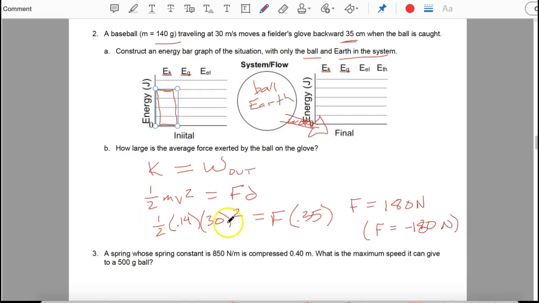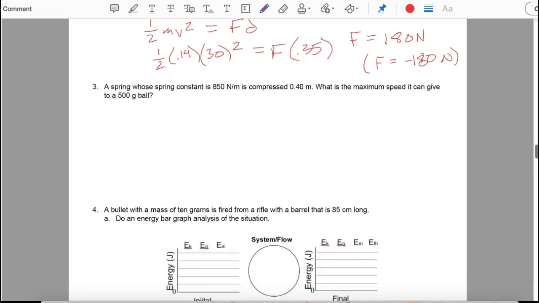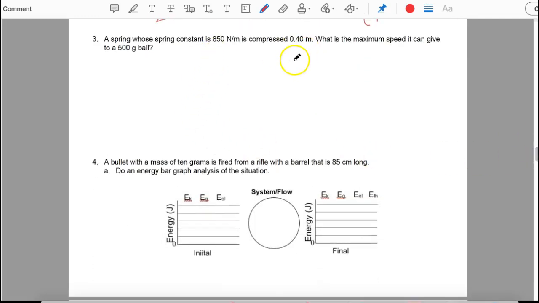For the next problem, this is number 3, we have a spring whose spring constant is 850 newtons per meter. It is compressed 0.4 meters. They want to know what is the maximum speed it can give to a 500 gram ball. So let's think about this in terms of energy. I have a spring, it has energy. So remember, that is US. That US now is going to be made into kinetic energy because it has speed, so that's K.